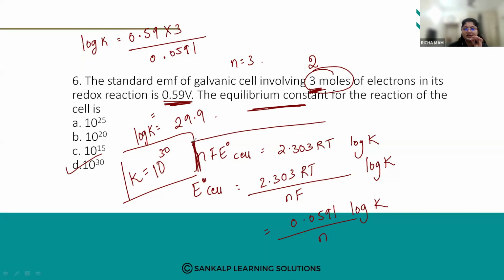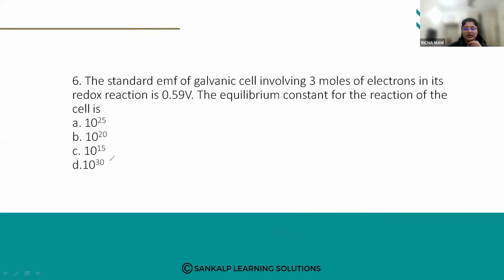So remember this formula: nF E naught of cell is equal to 2.303 RT log of K. E naught of cell is given, n we know, R we know, and standard temperature we know. After putting in all these values, we are going to find the log of K. Then we have to find the anti-log, and after taking the anti-log, we are going to get 10 raised to 30. I hope you know how to find the anti-log.